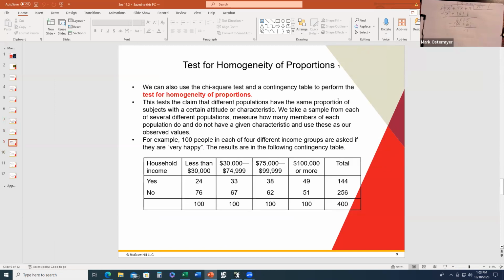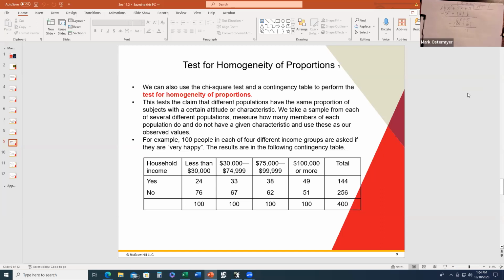All right, now this is a test for homogeneity of proportions. Homogeneity is a word that says that if you have homogeneity of two or more proportions, essentially your proportions are equivalent to each other, okay? We can also use the chi-squared test and contingency tables to perform a test for homogeneity of proportions. This tests the claim that different populations have the same proportion of subjects with a certain attitude or characteristic.